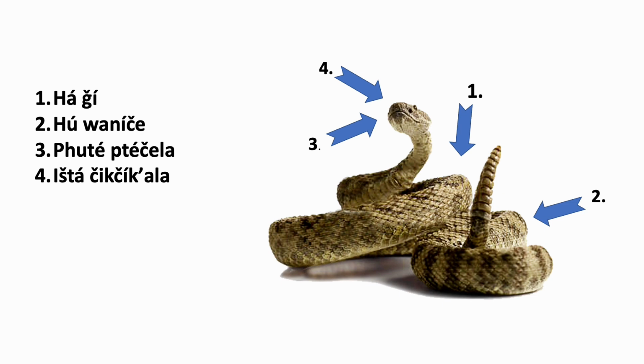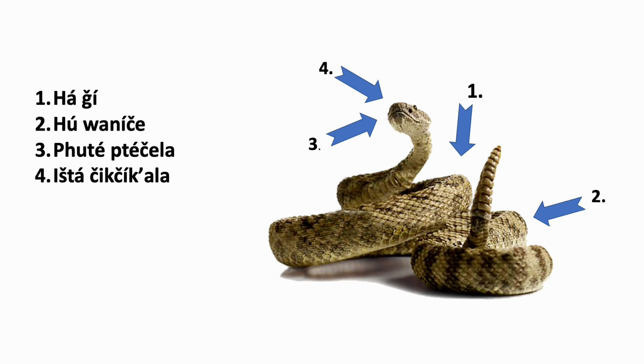Okay, as we describe a snake, like I said, we can hold up props or we can put a picture up on the board, and we're just going to go around in the sequence. There are different ways to talk about the designs, the stripes and diamonds and patterns on a snake, but we're going to keep it simple. So we're still going to use the color brown. So there's our sequence: ha, ri, hu, waniche.